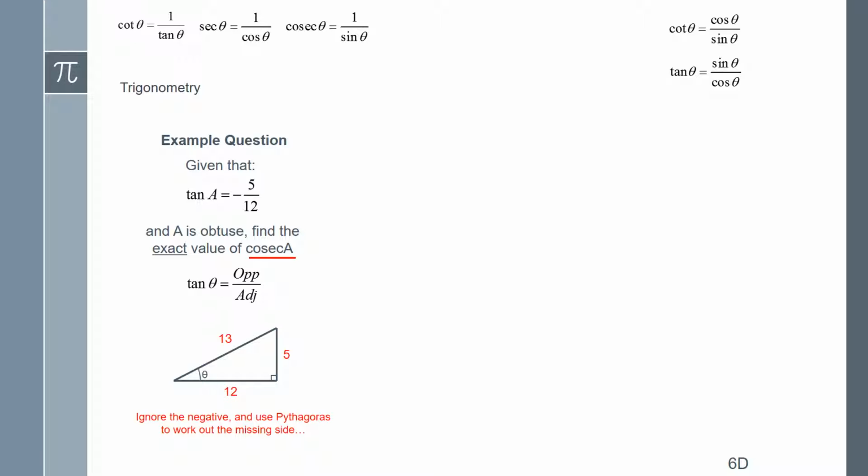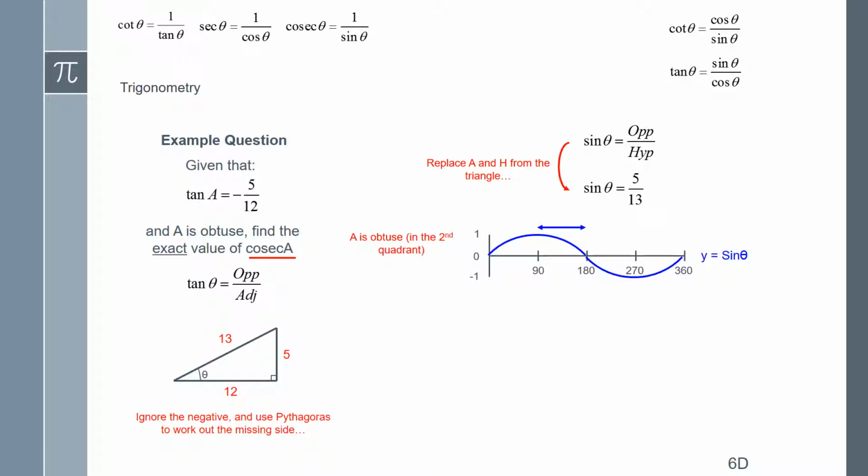Given that tan A is minus 5 over 12 and A is obtuse, find the exact value of cosec A. So we've got the same little triangle, if we're still ignoring the minus. Because it's cosec now, we know that sine is opposite over hypotenuse. So it's 5 over 13. It's obtuse, so we're still in the second quadrant. Sine is positive in the second quadrant. So that means that sine theta really is 5 over 13. Cosec theta therefore is 13 over 5. 1 over sine. The reciprocal.